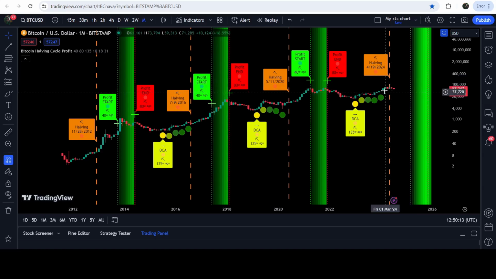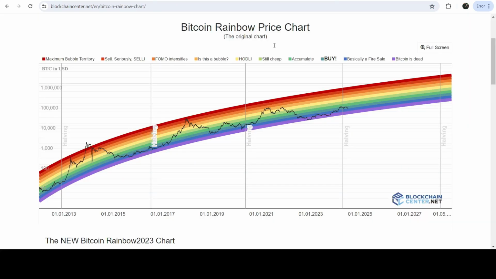And now we have just crossed the halving period, you can see, and we are still very far from this take profit area. And in today's video, we will analyze this indicator. And I would also like to show you the Bitcoin rainbow chart as well.